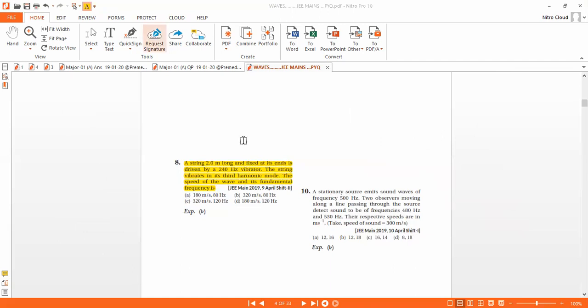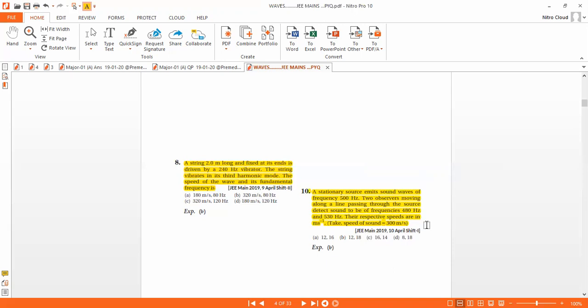Fine. Next, 10th question. A stationary source emits sound waves of frequency n. Two observers moving along the line, passing through the source, detect sound to be frequencies n dash. The respective speeds are asked.